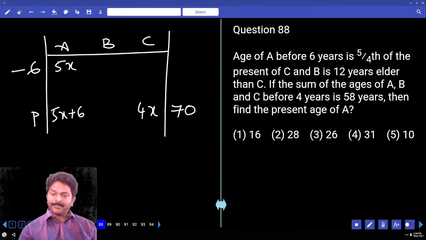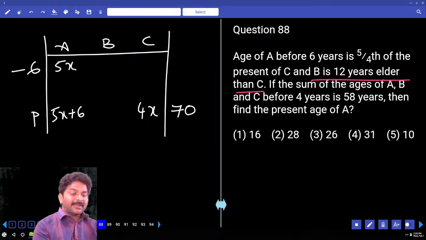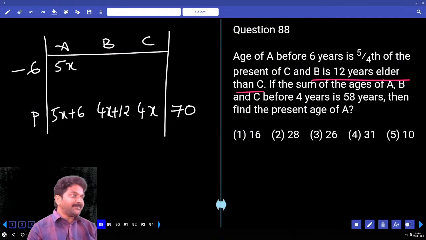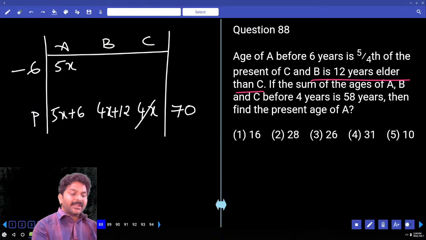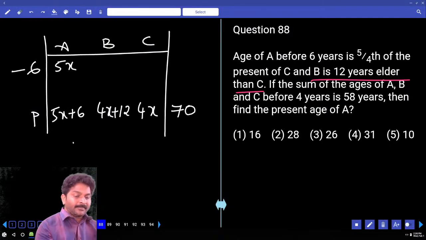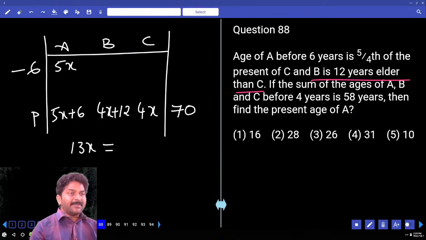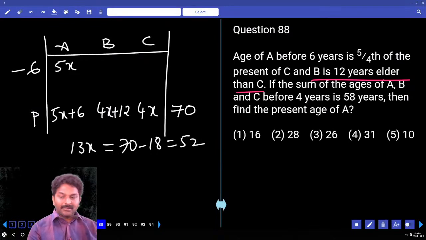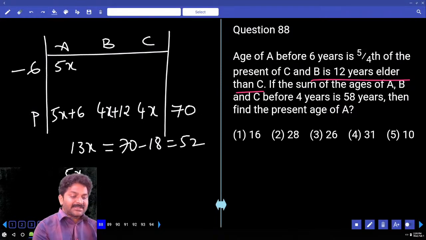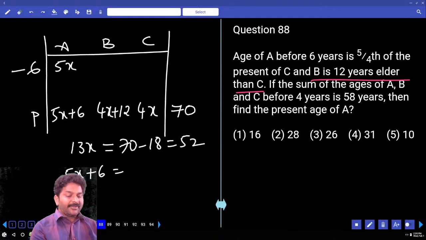And at the same time, B is 12 years elder than C. That means B age must be 4x plus 12. That is present age of B. Sum of A, B, C ages: 4x, 4x, 5x, 13x. 6 plus 12. If 18 goes to right hand side, it becomes 70 minus 18, which is 52 only. From this, x is equal to 4. Present age of A is 5x plus 6. 5 into 4, 20 plus 6, 26.